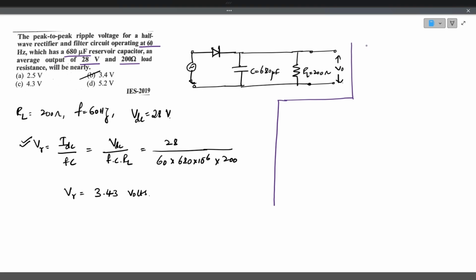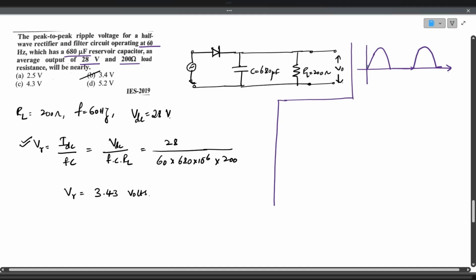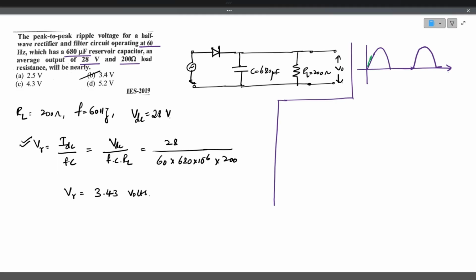See, basically, this is the output waveform of a half-wave rectifier. Now, when it is connected to a capacitor, the capacitor charges like this. The capacitor charges to the peak value and then discharges. This is the way how the capacitor filter works.